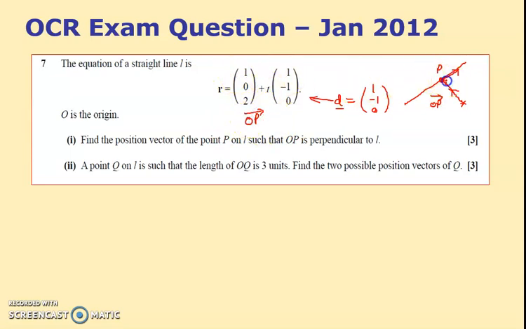OP is a point on the line, and therefore all you do is you go 1 plus t. You do nothing minus t. And the last one's just 2.